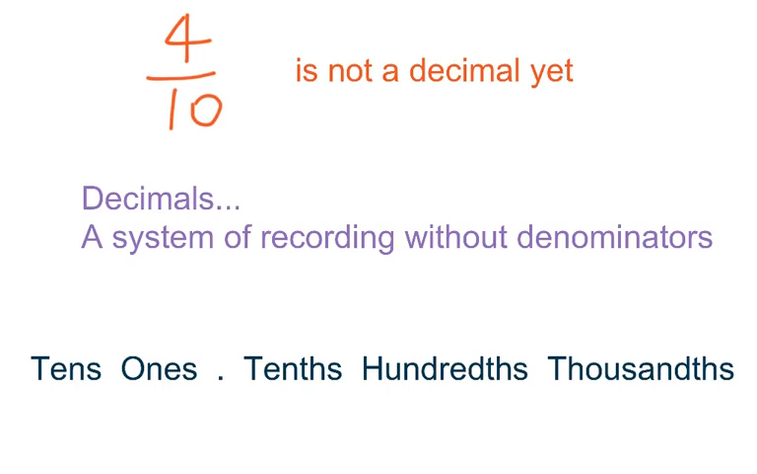So 4/10 in red has a denominator of 10. It is shown as a common fraction, not a decimal. Now looking at the bottom of the screen, we can see in navy blue, I've written tens, ones, then I've put a decimal point or a decimal dot, then tenths, hundredths, thousandths. These words represent the place value of the digits that would sit in those positions.